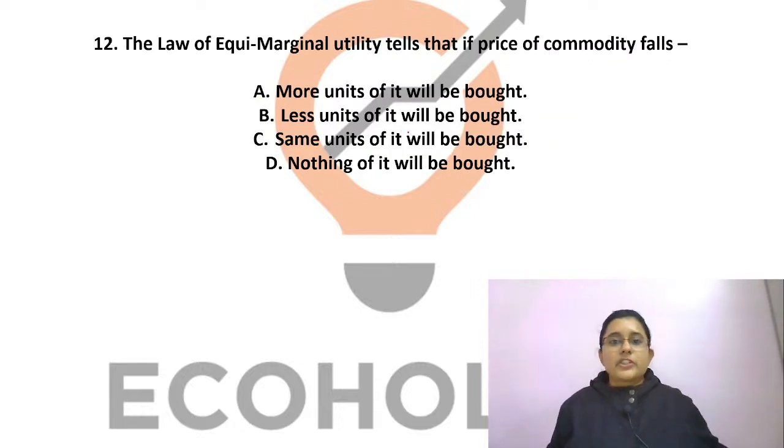The law of equi-marginal utility tells us that if price of commodity falls, more units of it will be bought, less units of it will be bought, same units of it will be bought, or nothing will be bought. What will be the right answer?